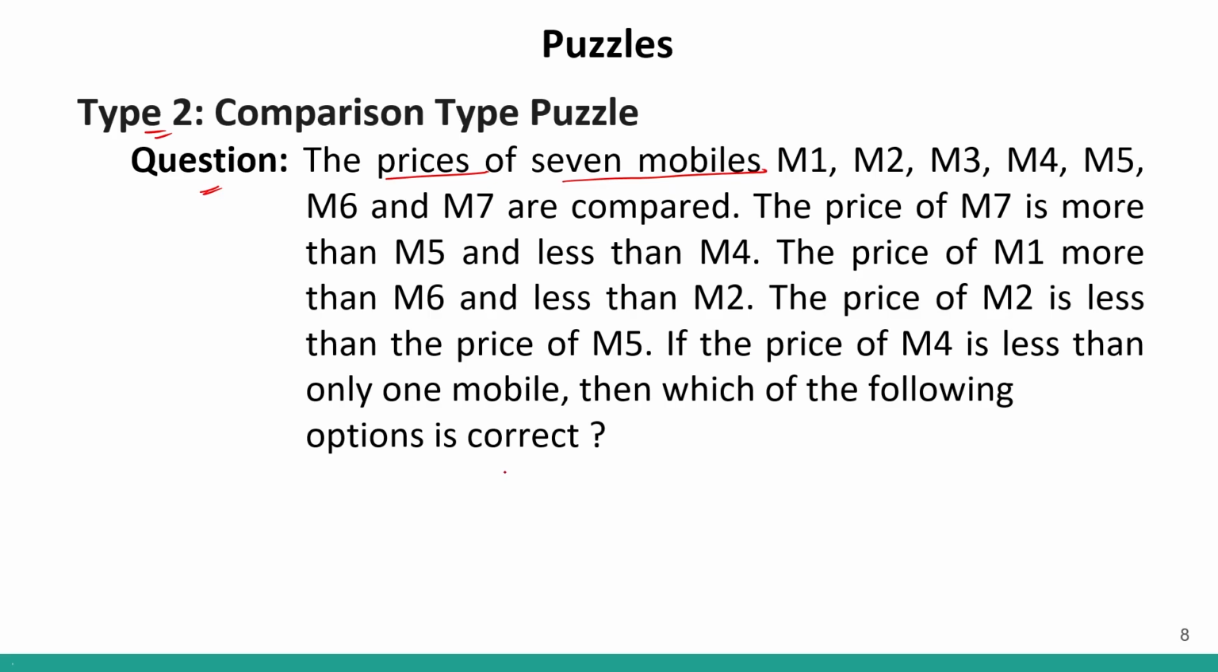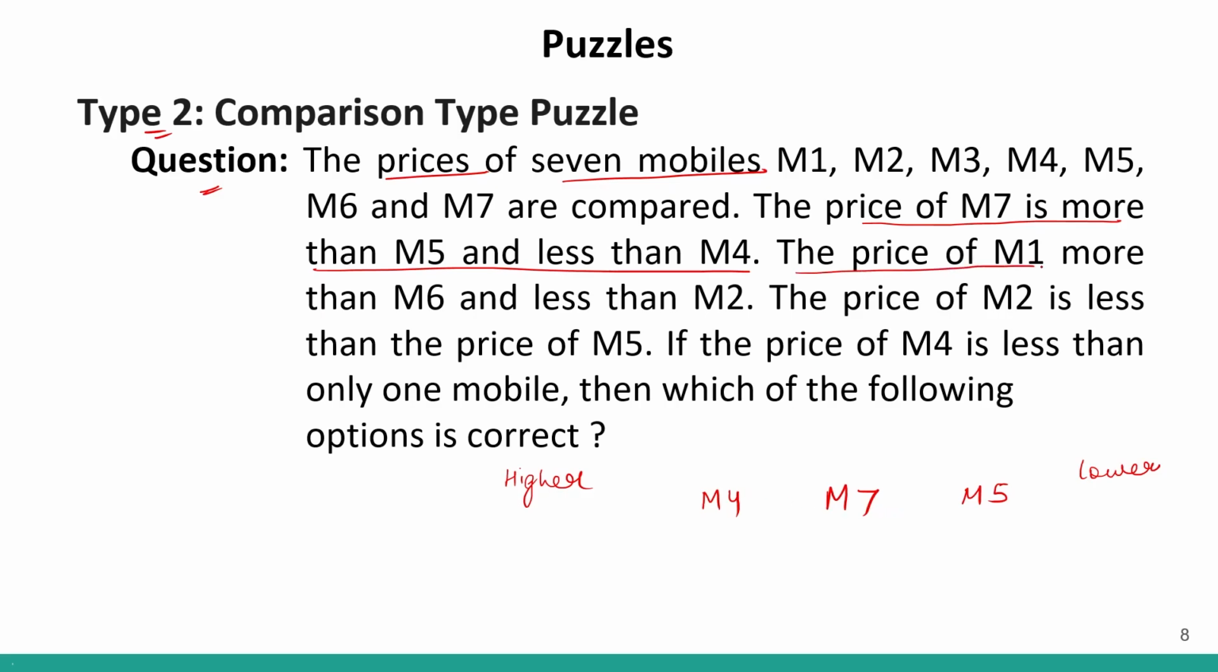So I am taking this to be the higher side, okay, and this to be the lower side. The price of M7 is more than M5 and less than M4. So the price of M7 is more than M5, but it is less than M4. Now we don't know how many mobiles are placed between M4, M7 and M7, M5. So we will keep space.